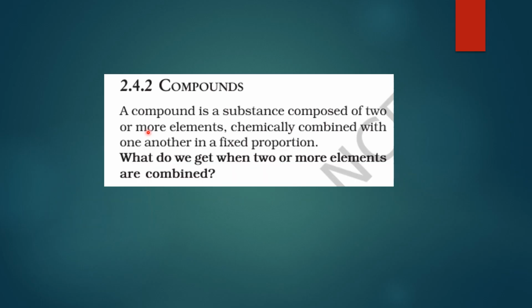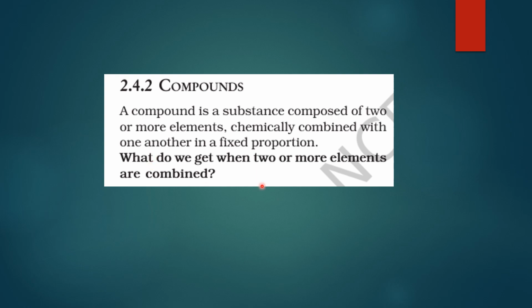So सबसे पहले हम definition देखते हैं compounds की. A compound is a substance composed of two or more elements. ठीक है, इसमें दो या दो से ज़्यादा elements होंगे chemically combined with one another in a fixed proportion. This is very important. They are chemically combined with one another or fixed proportion में. जैसे हम एक एग्जांपल लेते हैं, सपोज वाटर है H2O, तो वो फिक्स्ड है कि टू एटम्स ऑफ हाइड्रोजन with one atom of oxygen, right?